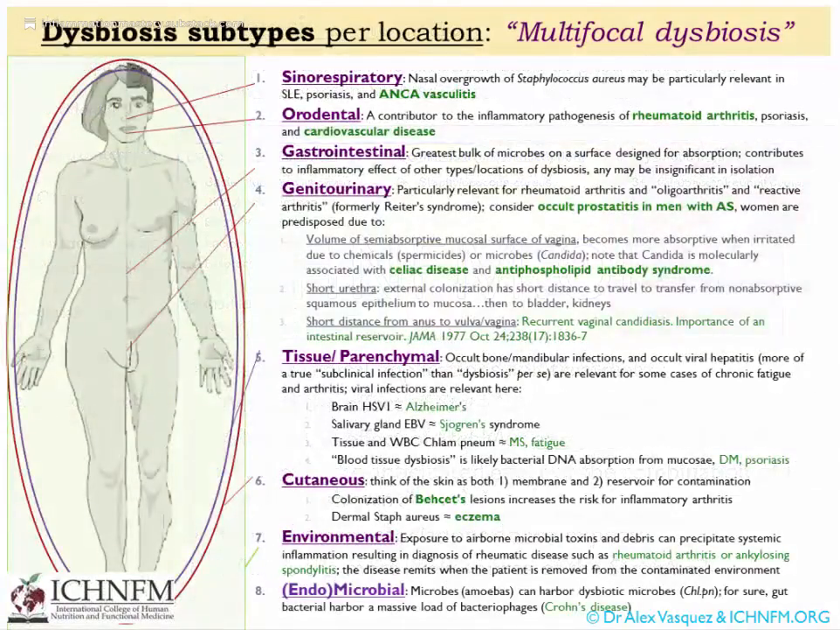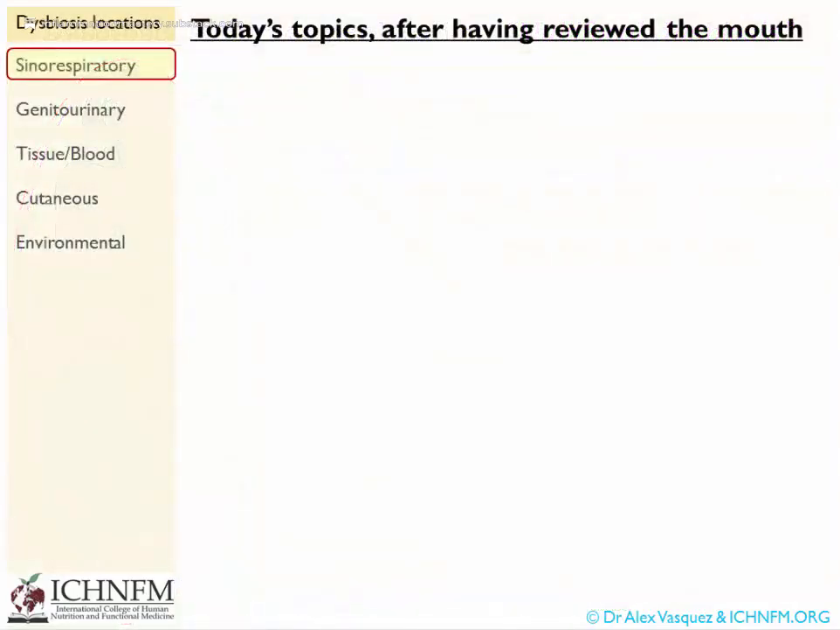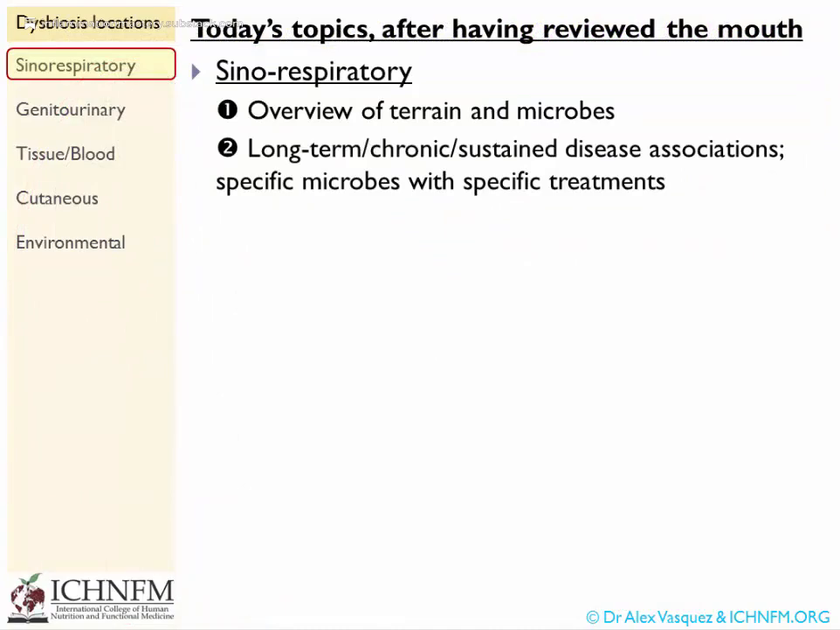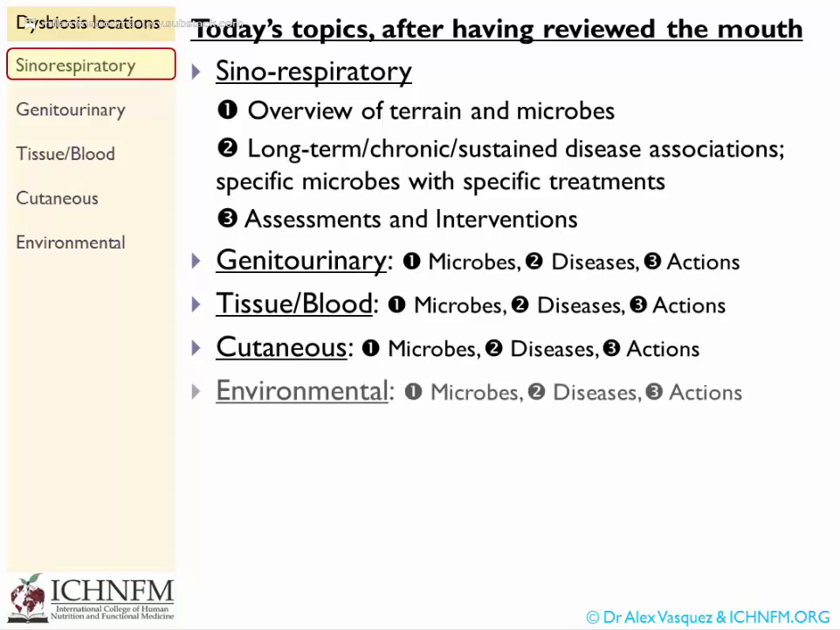Again, what we're doing now is working our way pretty much head to toe, starting with orodental, then sinorespiratory. Genitourinary is our topic for right now. Then I'll discuss tissue, blood, and parenchymal dysbiosis, then cutaneous, environmental, endomicrobial, and then ultimately gastrointestinal as well. So we already talked about sinorespiratory dysbiosis, today genitourinary, then following this presentation, tissue, blood, and parenchymal dysbiosis, again cutaneous, environmental, and a little bit of conversation about endomicrobial, which is microbes within microbes, such as bacteriophage viruses that infect the gastrointestinal flora. So you can actually have viruses within bacteria, and that can be of potential clinical consequence, especially for inflammatory bowel disease.